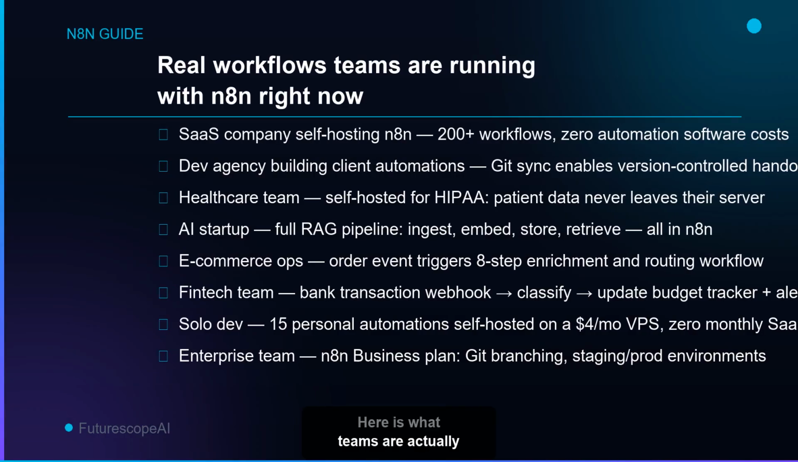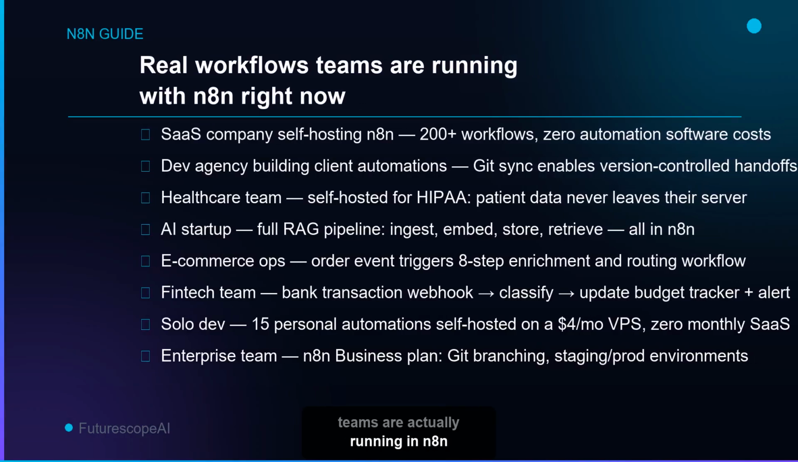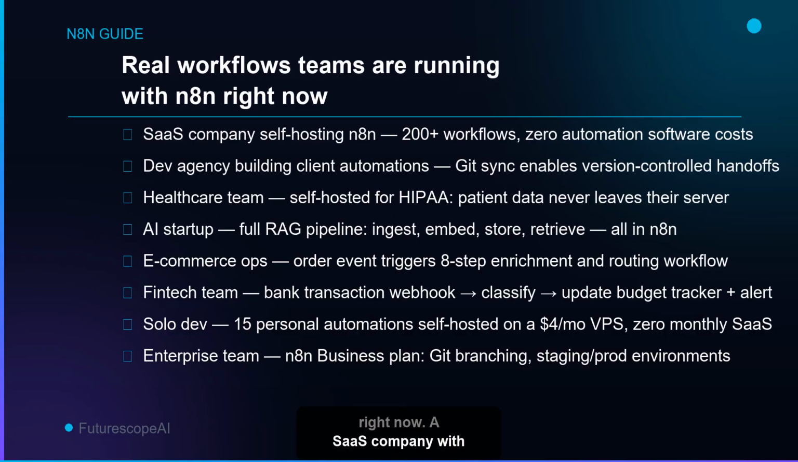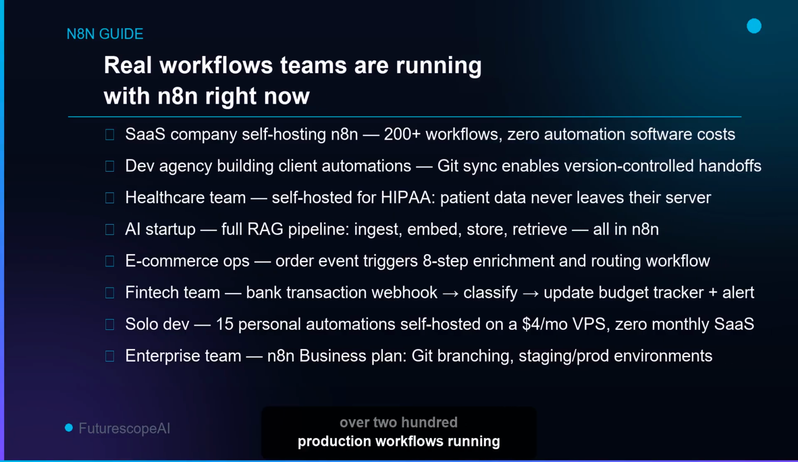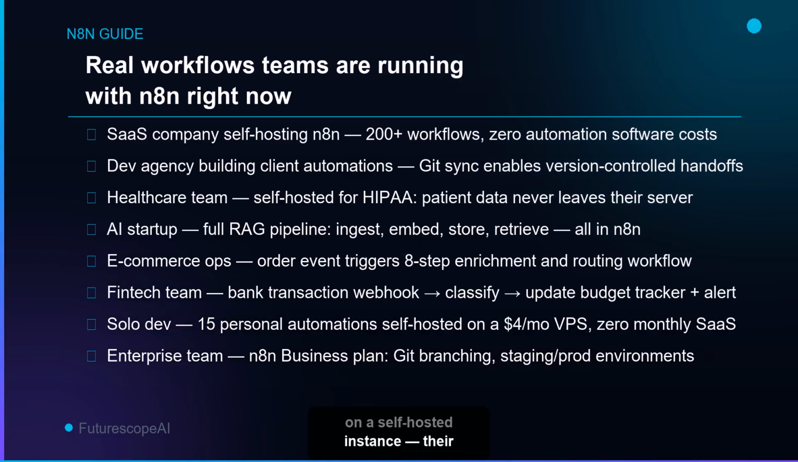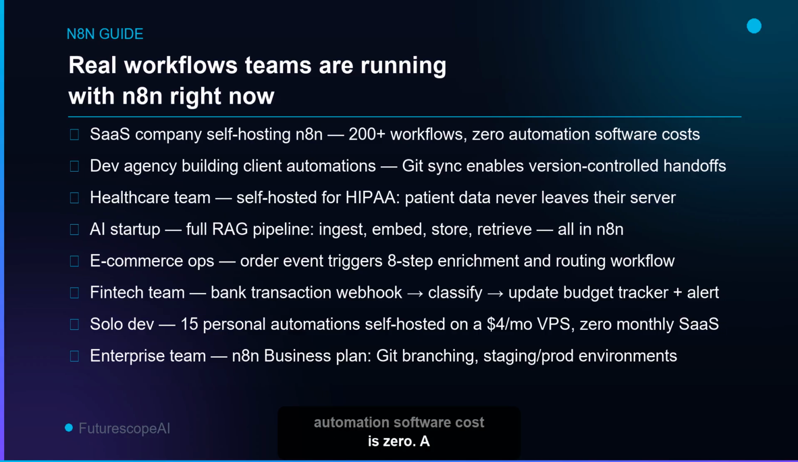Here is what teams are actually running in n8n right now. A SaaS company with over 200 production workflows running on a self-hosted instance, their automation software cost is zero. A development agency uses Git sync to build client automations on a branch, merge to main for delivery, and hand over the full version-controlled workflow library.